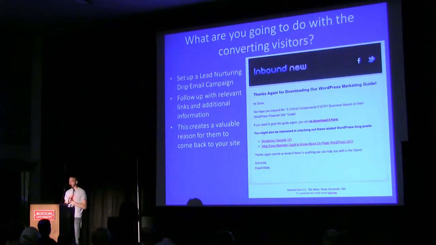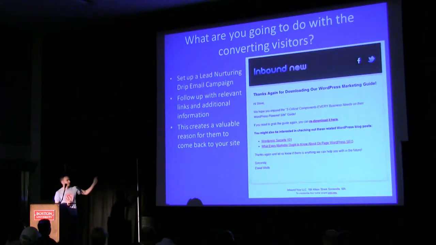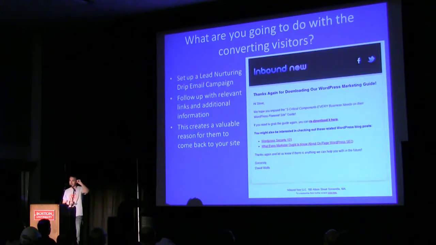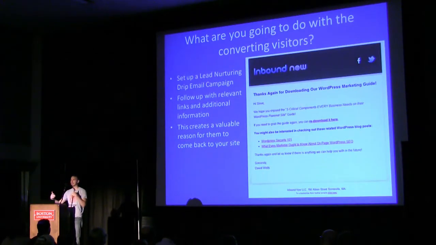Or lead nurturing campaign. And this is an example on my site. If you go to Inbound Now, you'll see a couple different content offers on the site that speak directly to my business. One is the five critical marketing pieces to implement on your WordPress site. You'll see that call to action everywhere on my site. If you click through it, it'll go to a landing page. Once you convert on that landing page, you've dropped into an email lead nurturing campaign that follows up with other relevant information.